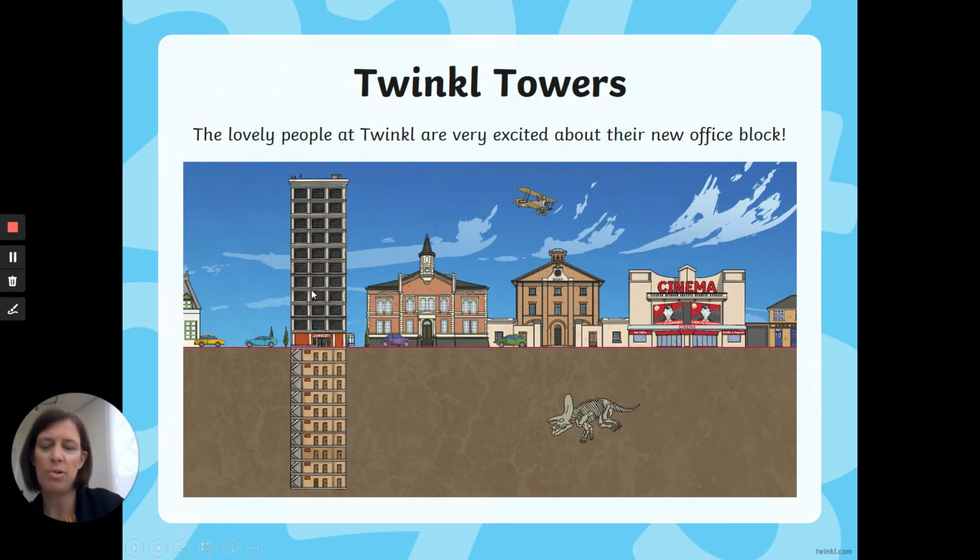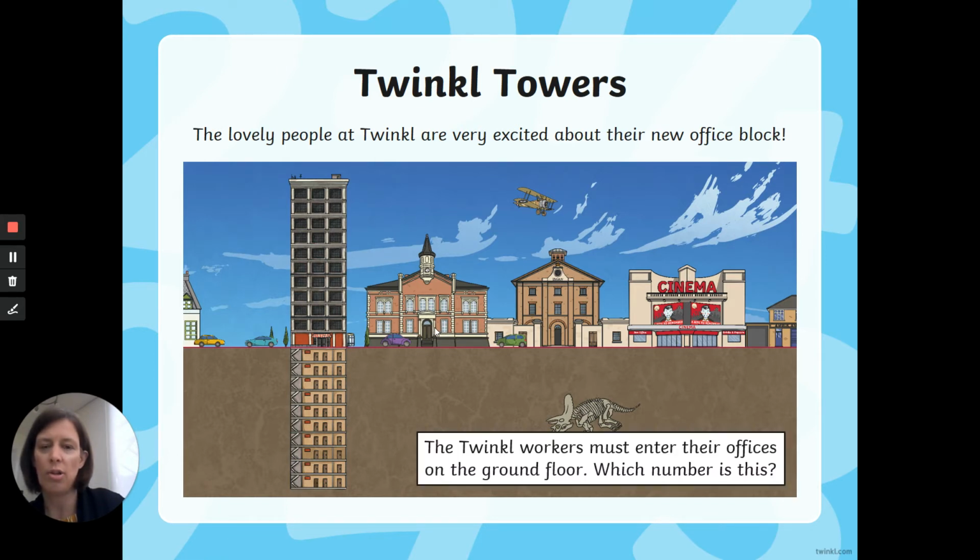Okay, so we're going to have a look at negative numbers now in a slightly different way. So rather than going in a horizontal number line, we're going to have a look at them in a vertical way. So we're using this idea of an office block here. The twinkle workers must enter their offices at the ground floor. So that's where the cars are there, look, at 0. Okay, so that's floor 0, that's the ground floor. As you go up the tower block, the floors get bigger. So in this tower block, you can count 1, 2, 3, 4, 5, 6, 7, 8, 9, 10 floors above the ground. And below the ground, you can count 1, 2, 3, 4, 5, 6, 7, 8, 9, 10 floors below the ground. Okay.